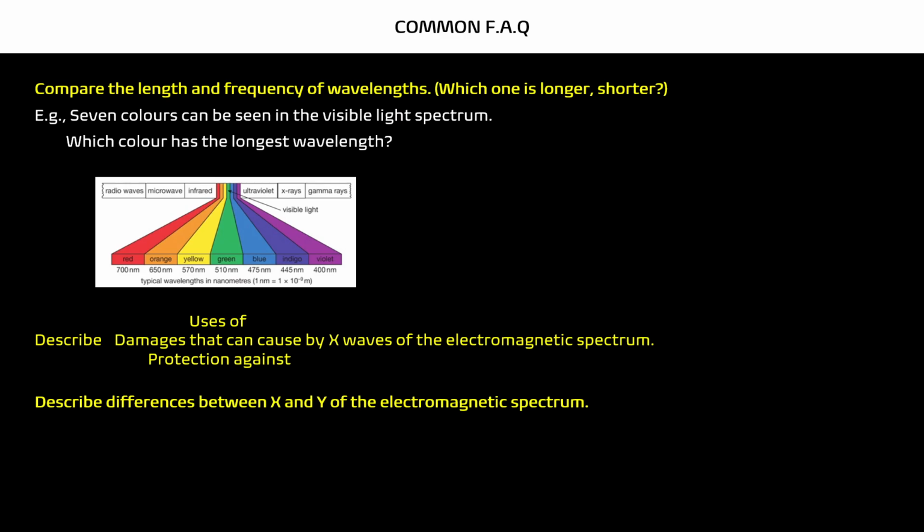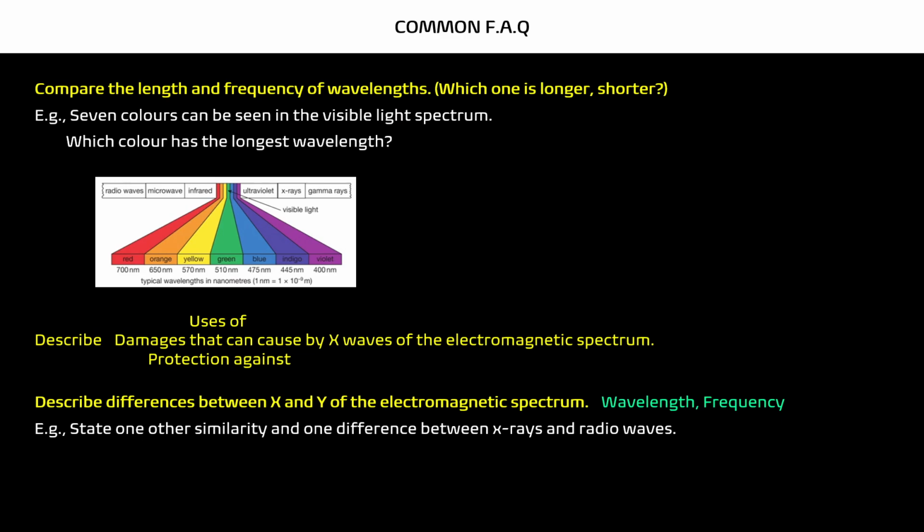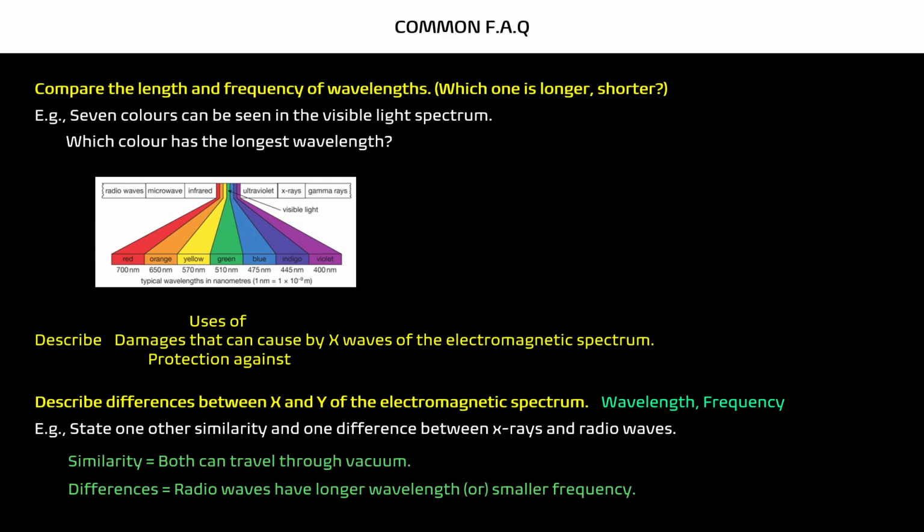So in order to answer this question, you can always go and refer to wavelength and frequency, because of course when two waves are different, it is because of wavelength and frequency. Now, a sample question is: state one similarity and one difference between X-rays and radio waves. So as for similarity, you can say any common electromagnetic properties, such as they can travel through vacuum or they travel at the speed of light. Okay, and as for the differences, you can say that radio waves have longer wavelength or smaller frequency. Okay, you can always refer to wavelength and frequency in order to answer your differences.